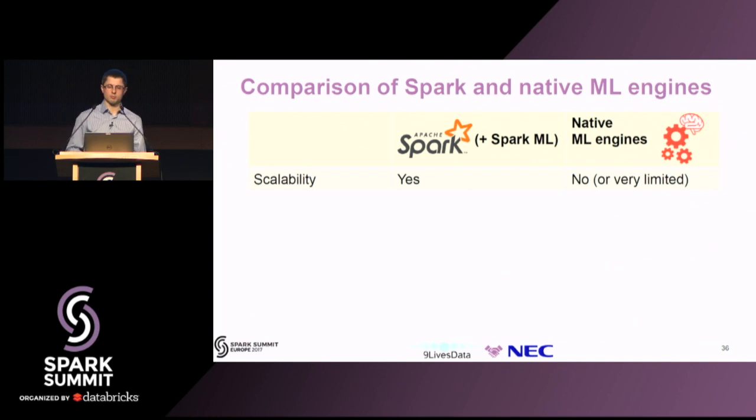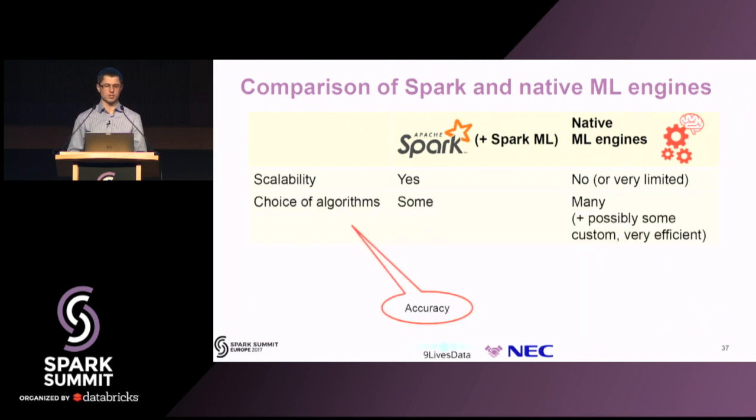So let's start from the first feature we would like to compare, scalability. So of course, Spark gives us very good scalability, but on the other hand, native machine learning engines provide very limited or actually no scalability. So in most cases, there is scalability on a single server only.